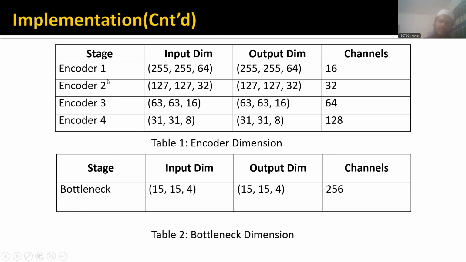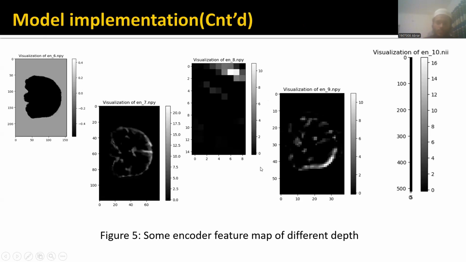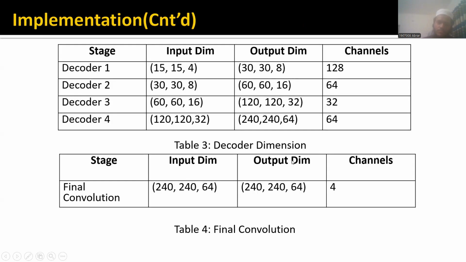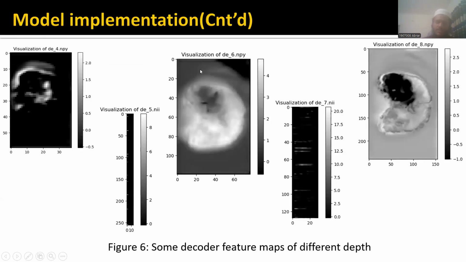This is the implementation part where we are showing the input and output dimension and the number of channels for each encoder block. These are some of the feature maps at each layer that you can see. We can see some shapes taking place. This is the decoder block, with input and output dimension calculation and channel number calculations. These are some of the feature maps at each layer of the 4 decoder blocks.